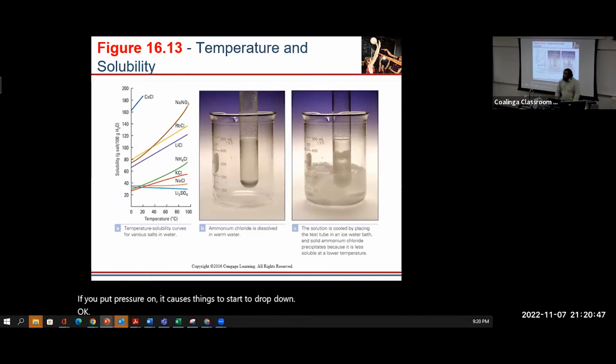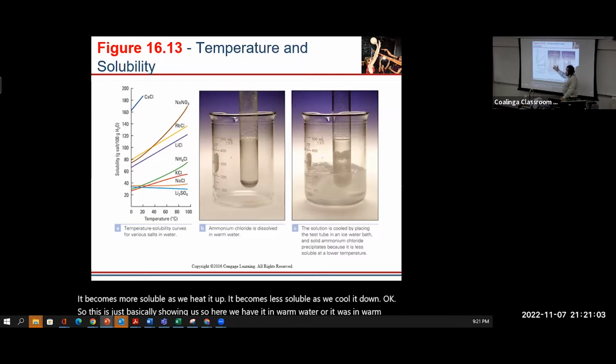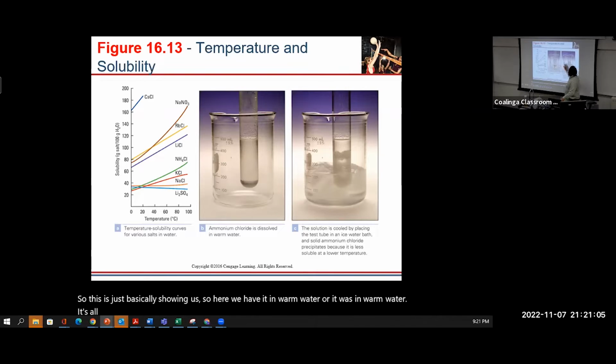So here, this is temperature and solubility. It becomes more soluble as we heat it up. It becomes less soluble as we heat it up. Okay? So this is just basically showing us. Here we have it in warm water, and it's all soluble in solution. As soon as we move it to ice, it starts forming those nice little crystals.